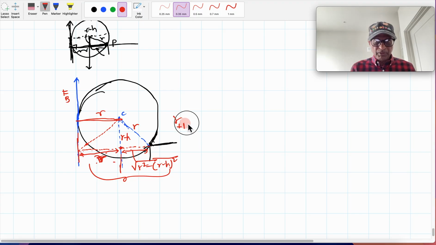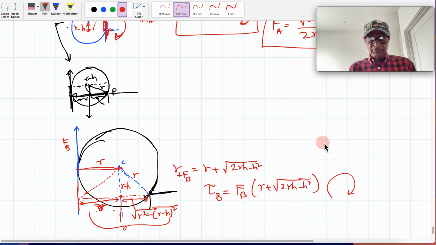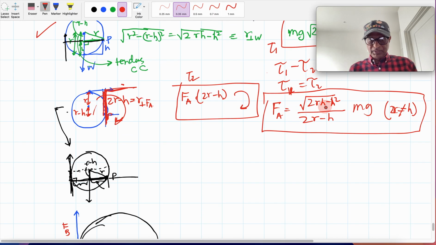So the perpendicular distance for FB will be R plus the square root of 2RH minus H squared. So the torque of B will be FB times R plus the square root of 2RH minus H squared. And this guy's sense is that one, and the other one is mg times the square root of 2RH minus H squared.